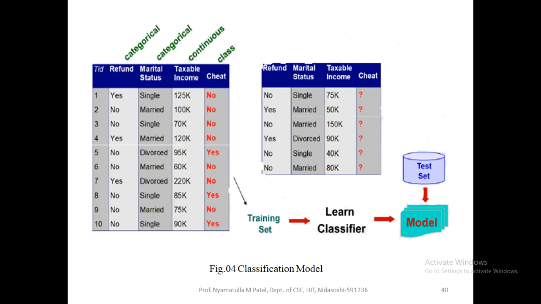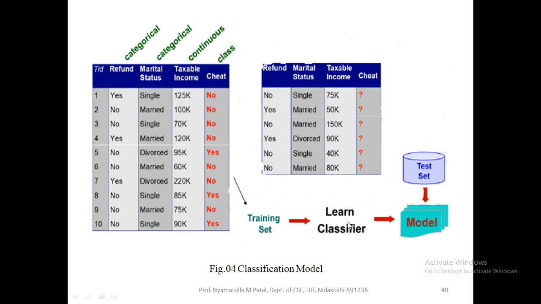Now, what is the input to the classification model? The training set. What am I giving? Refund, whether a person who has taken a loan from the bank will repay it or not. Marital status, whether married, single or divorced. Taxable income, how much. Cheat is the class. Refund is categorical, marital status is categorical, taxable income is continuous, whereas cheat is the class. Cheat means whether he will pay back the loan or not. So this is the training set.